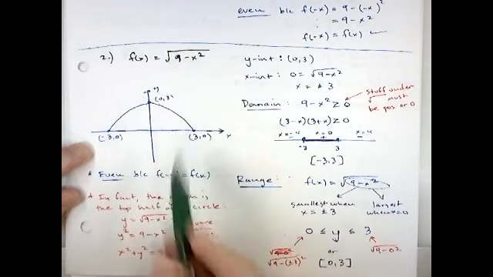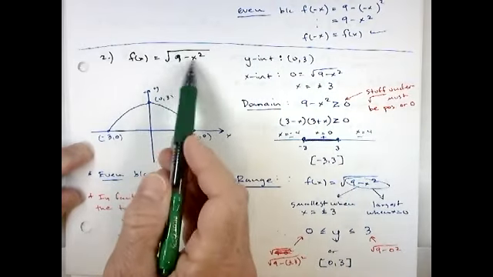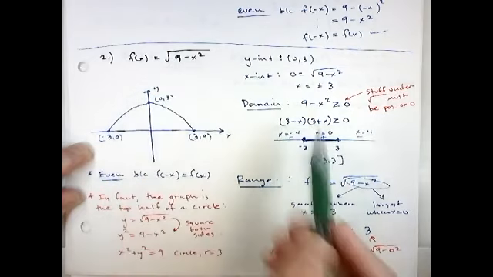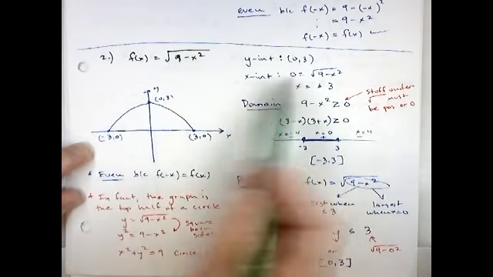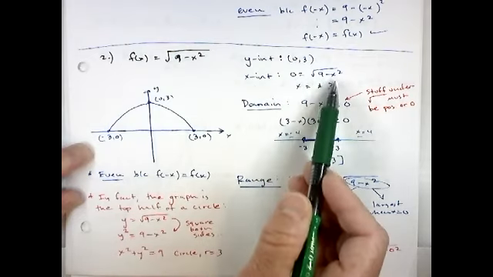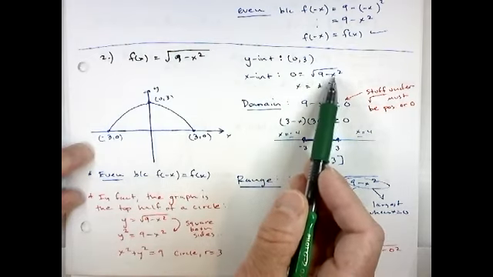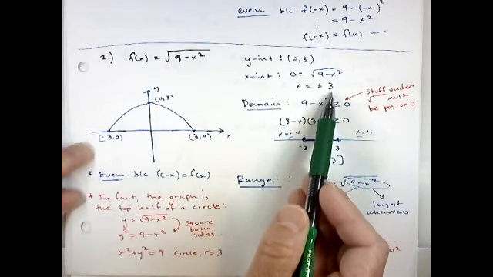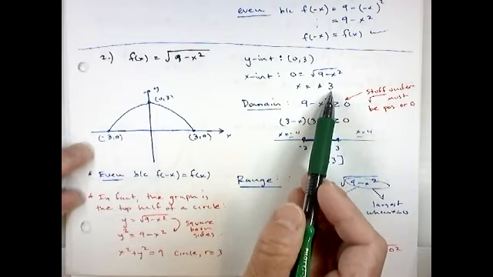If x is 0, y would be the square root of 9, which is 3. X-intercepts are when you set y equal to 0. And if I set this equal to 0 and square both sides, hopefully you can see that x could be plus or minus 3.